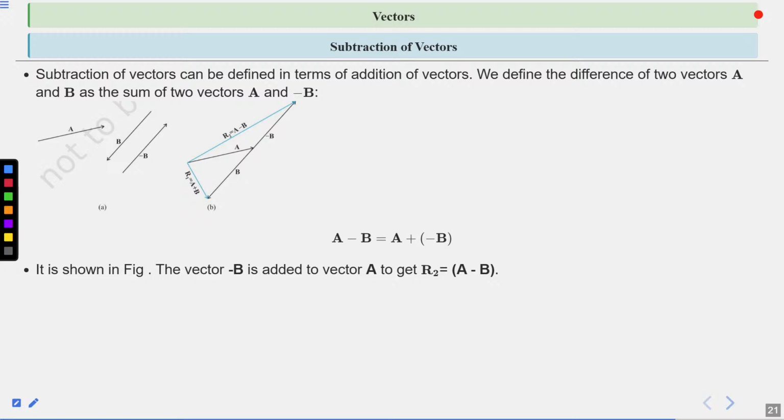So it is shown in the given figure. Look at here. Minus B vector is added to vector A. In that case, the resultant vector is what? This one, A vector minus B vector. We know R vector is the sum of A vector plus B vector. So here our B vector is minus B vector. Just substitute, so you will get A vector minus B vector.